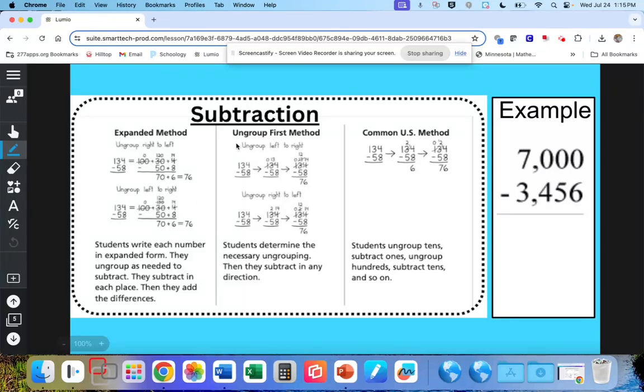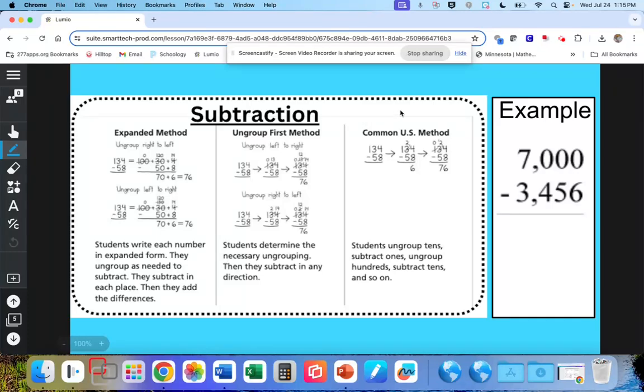The next method is ungrouping first method. So this is where we know we can't do 4 minus 8. If the top is lower than the bottom, we have to borrow. So we are going to borrow all the way across right away. So our 3 becomes a 13, and then we have to borrow and we make it a 12. And then we make the 4 a 14. And then we can do our subtracting.